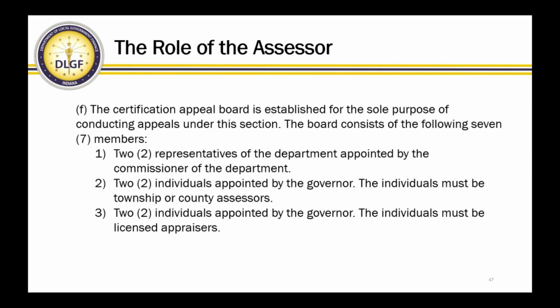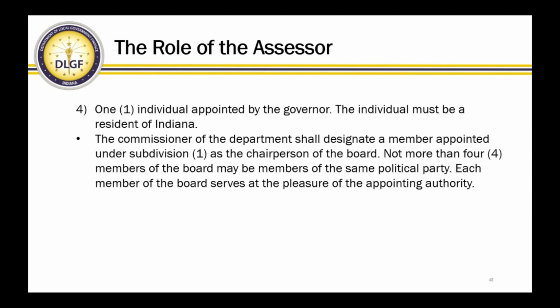The Certification Appeal Board, you probably have never heard of it, but it's comprised of 7 members: 2 representatives of the DLGF, 2 individuals appointed by the governor, and those must be either a township or a county assessor, 2 individuals that are licensed appraisers, and then the 7th person who is just a resident of Indiana. They don't have to be a property owner or anything like that. They just need to be a resident of the state.